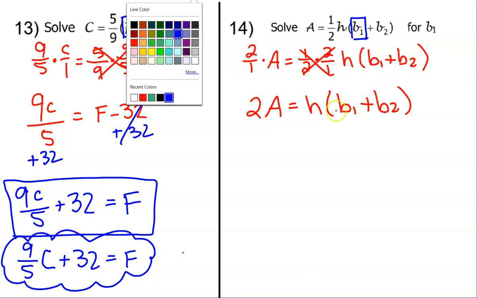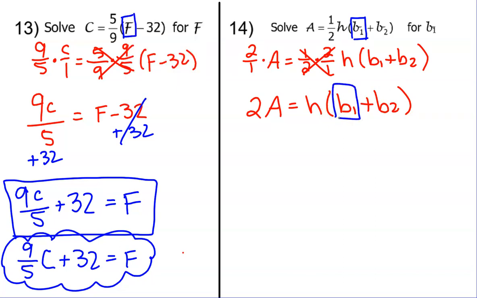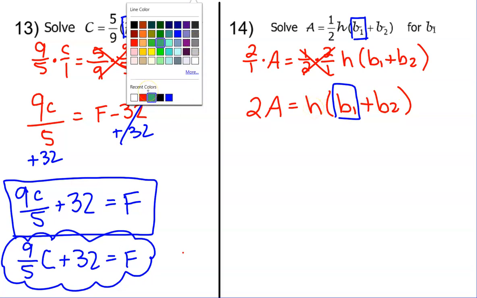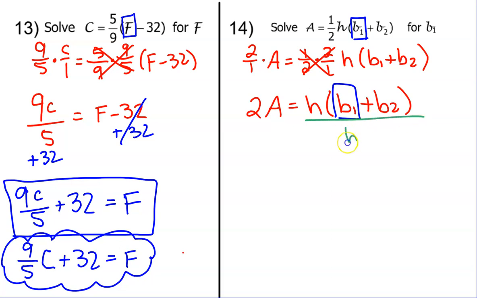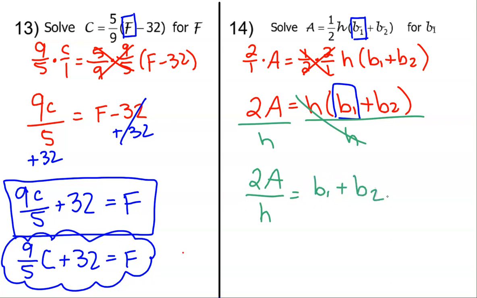All right, my B1 is still here. Now I am going to divide by H because, again, this parenthesis has to be last. So let's move what's on the outside. H is being multiplied, so to move it, I am going to divide by H. Get rid of that guy. So now we have 2A divided by H is equal to B1 plus B2. Parentheses are finally gone because there's nothing else on the outside.